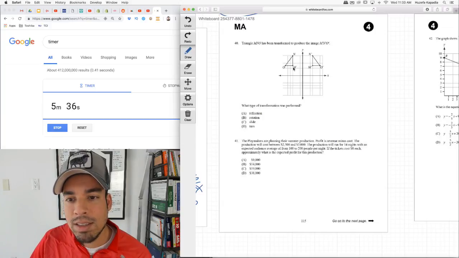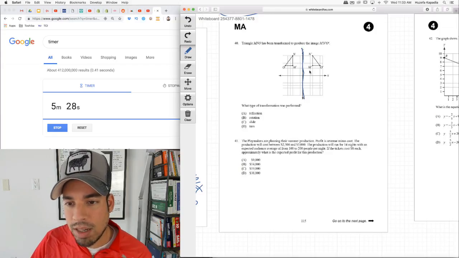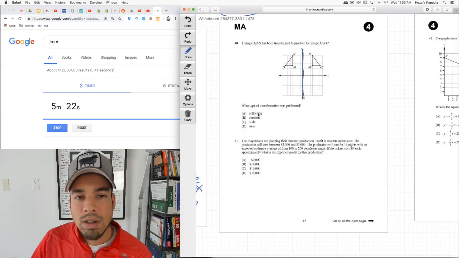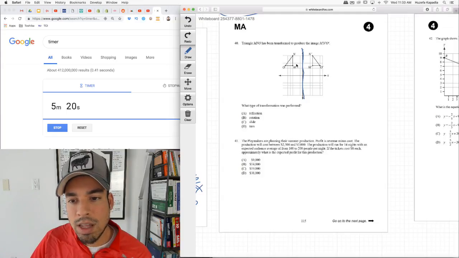This is a reflection. Okay, it's reflected across the y-axis. See how you can think about this as a mirror, and we've got reflected sides on either side. A rotation is like, you rotate it that way, as you're turning it. A slide would be the same shape, like it would be over here too. And a turn would be just turning it. So it's definitely a reflection.